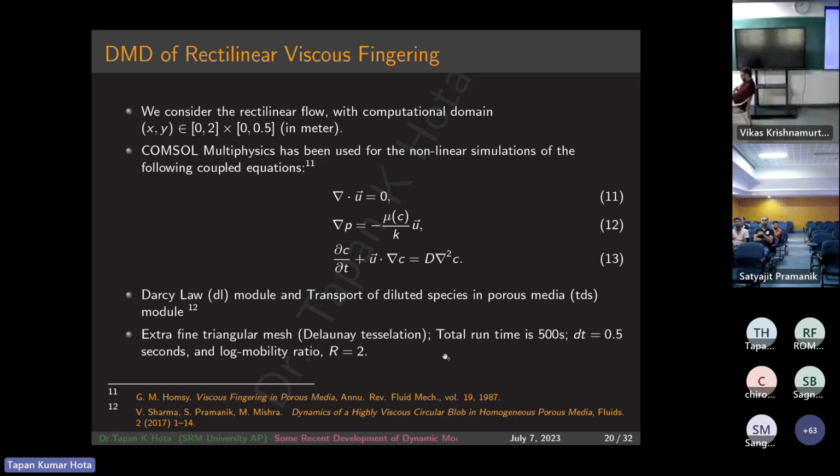We have used something called the Delaunay tessellation of the triangular mesh, and the running time is 500 seconds and dt is taken to be 0.5. And the log mobility ratio, that means the viscosity contrast, mu1, mu2, the mobility contrast between the two fluids, is taken to be R equal to 2. For more detail about this COMSOL implementation and the governing equations, you can look at Holmes's and Satyajit's paper.